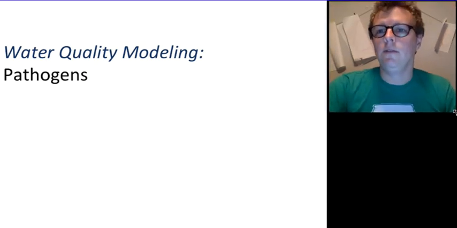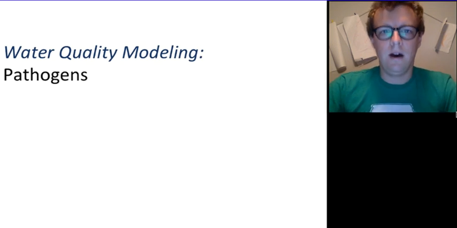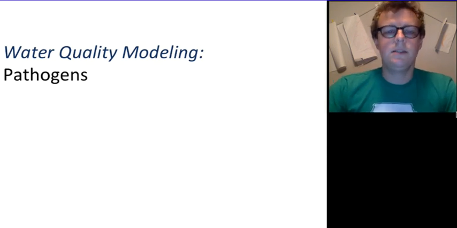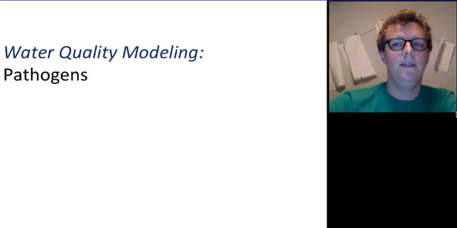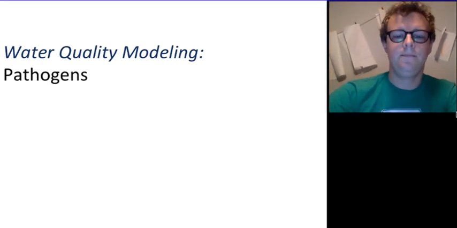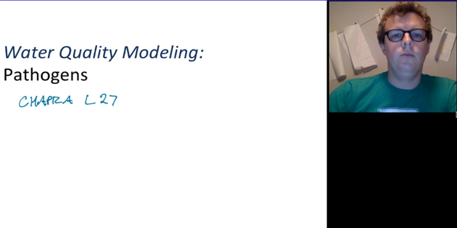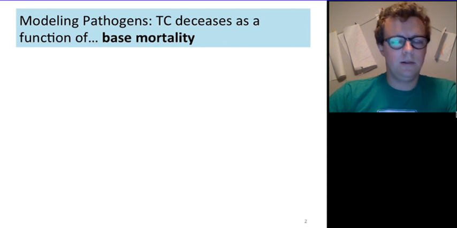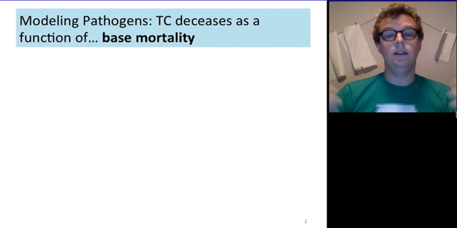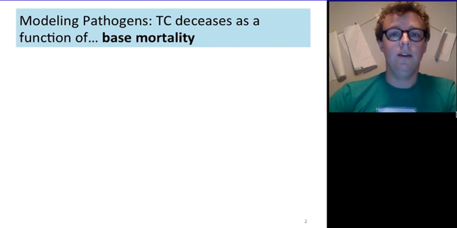I want to talk with you tonight about modeling pathogens. Specifically, this evening, I want to talk through how we deal with the mortality rate that we expect for pathogens. This goes along with Lecture 27 out of your Chopra textbook. And so, when we model pathogens, we're typically thinking about that source being human-derived, so we release pathogens into the system, and we're going to focus today on what removes them.